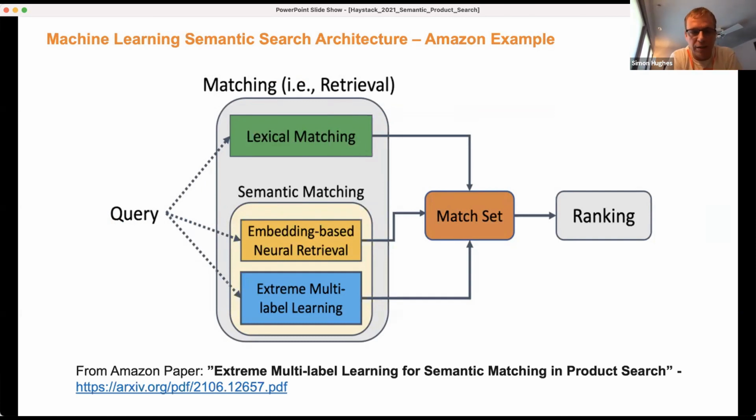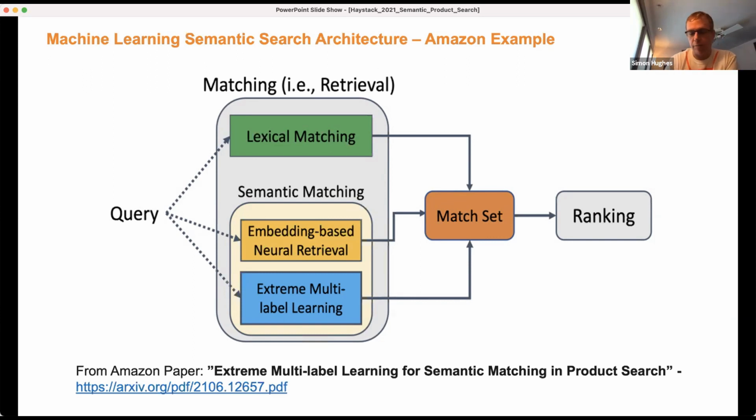So we have a lexical matching model, which is basically BM25 or some variant of that. And then you have these 2 semantic matching models. They're using their embedding-based neural retrieval model, such as DSSM, and they have this extreme multi-label learning model, such as the PECOS model I just showed you. All 3 of those models generate a set of matching documents for a given query, and those get merged together into this matching set and deduplicated. Those then get passed on to this ranking layer.